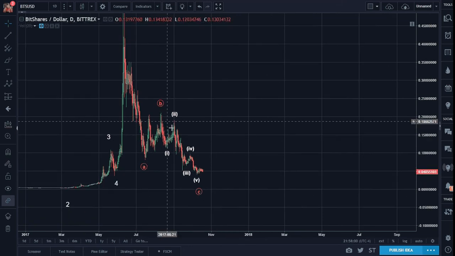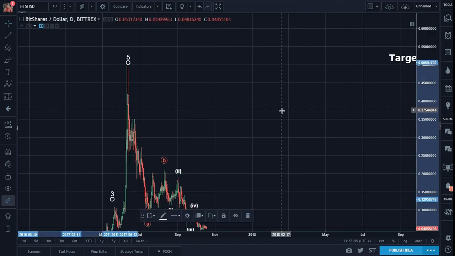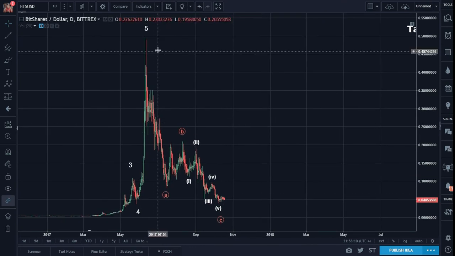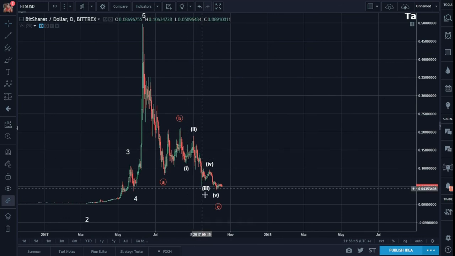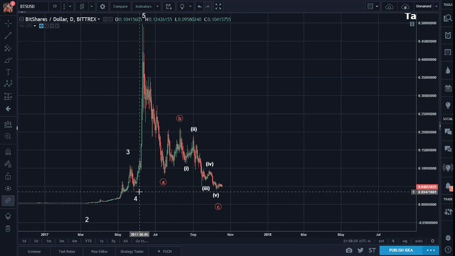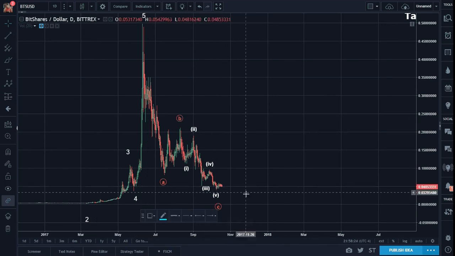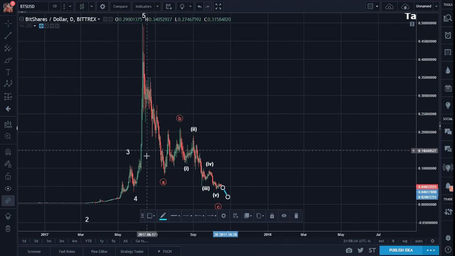So we have A, B, C. Now look. We have an extended 5th. When the 5th is extended, you get a massively deep retrace. Now it's come down to the level of wave 4. But often the retrace can go deeper than that. Maybe down past it. Okay? Because of the extended 5th.